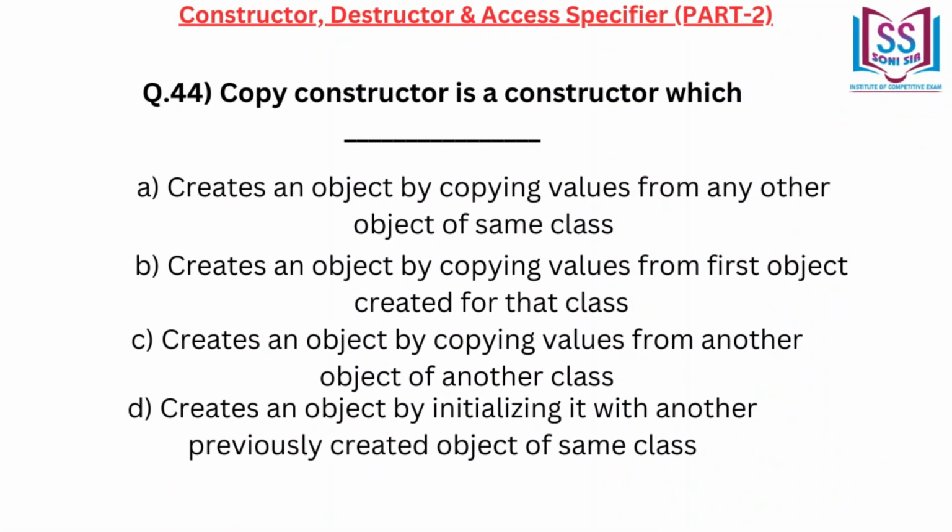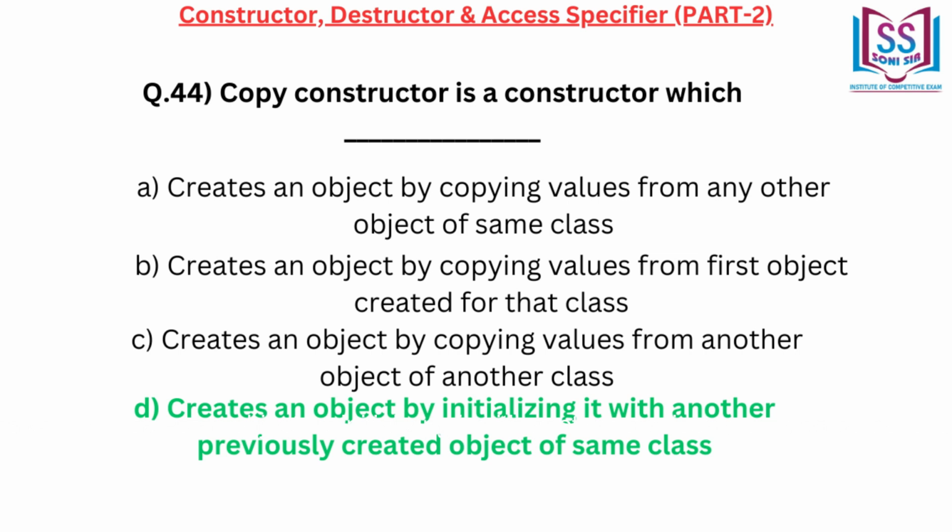Copy constructor is a constructor which dash. A. Creates an object by copying values from any other object of same class. B. Creates an object by copying values from first object created for that class. C. Creates an object by copying values from another object of another class. D. Creates an object by initializing it with another previously created object of same class. Correct answer D.